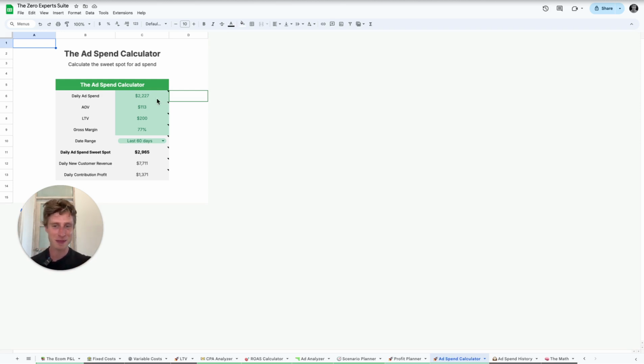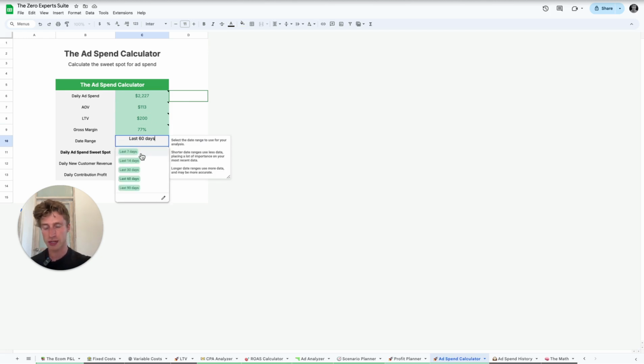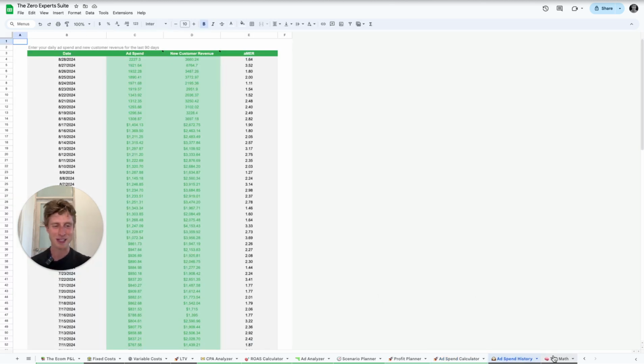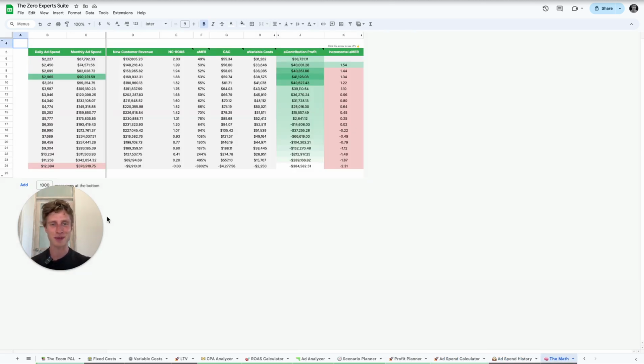So we can see here for this brand, currently spending $2,227 a day. This AOV, LTV, all of it pulled in from the P&L again. And we can select our date range to choose shorter date ranges to have more precise data, longer date ranges to have more accurate data because you're using more data points, right? And then we can see the daily sweet spot ad spend, that's our input, the output, which would be new customer revenue, and the daily contribution profit on acquisition here. And we can see all the data that goes into it. So it's the ad spend history and then the linear regression table here.